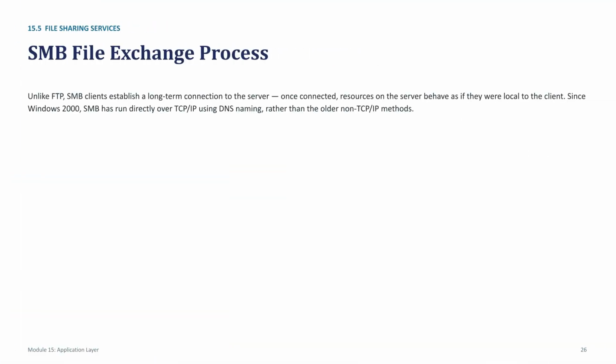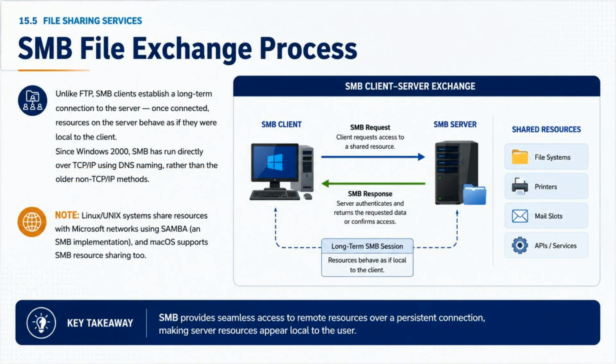Unlike FTP, SMB clients establish a long-term connection. Once connected, server resources behave as if they were local to the client. Since Windows 2000, SMB runs directly over TCP/IP using DNS naming, rather than older non-TCP/IP methods. Worth mentioning, Linux/Unix systems use Samba, an SMB implementation, to interoperate with Microsoft networks, and macOS supports SMB sharing too.